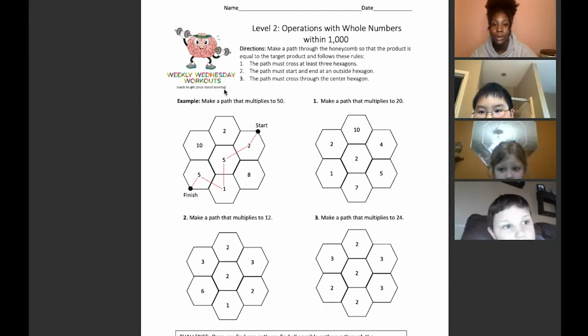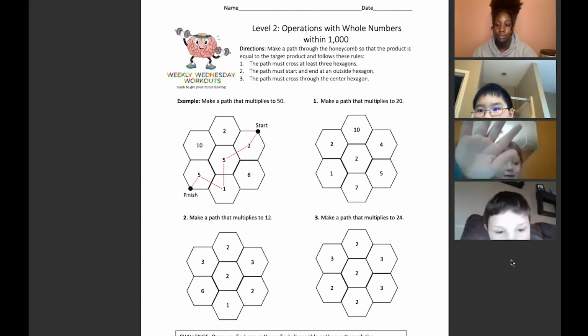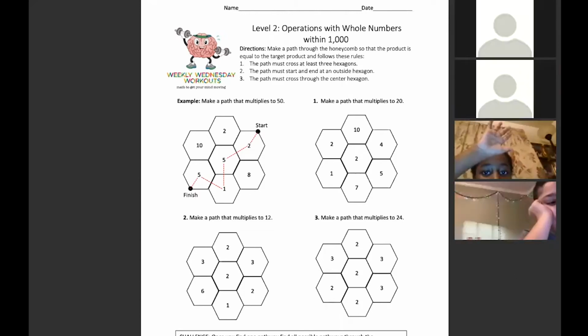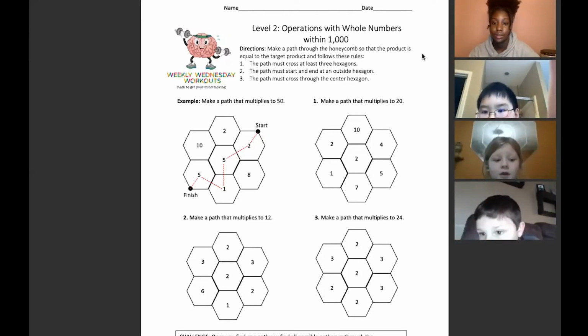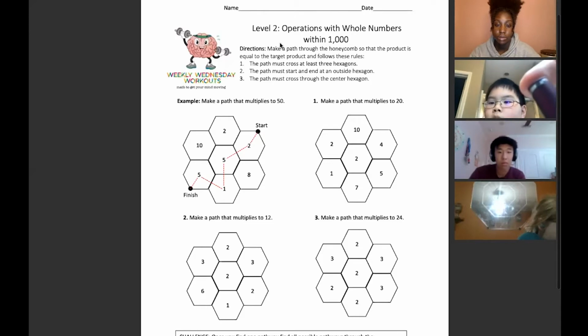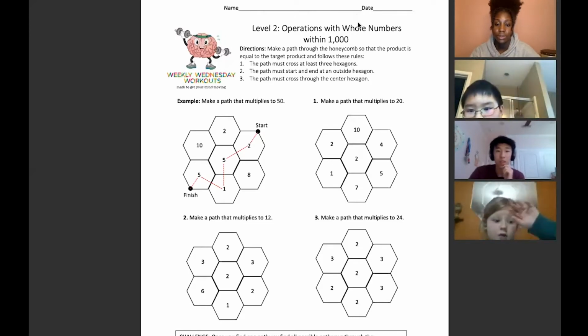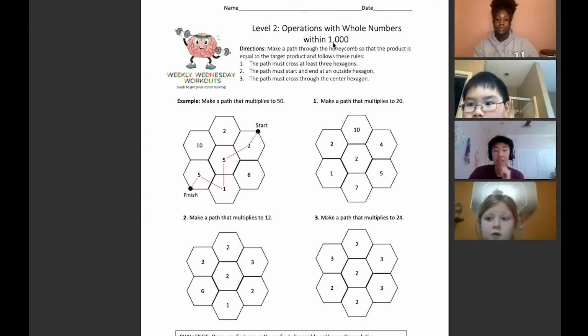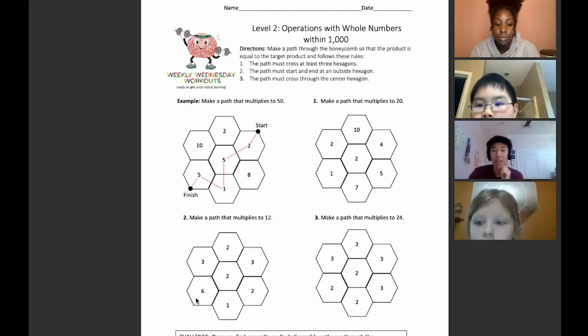So does anyone want to give me an answer to number 2? Walker, what's your answer? My answer will be 6 to 2, because 6 times 2 gives you 12. So remember, we also have to end outside of the hexagon. So is there a way that we can connect 6 and 2 so that we can finish the path?